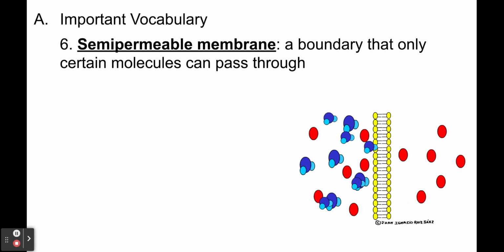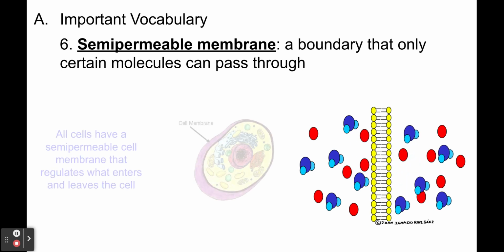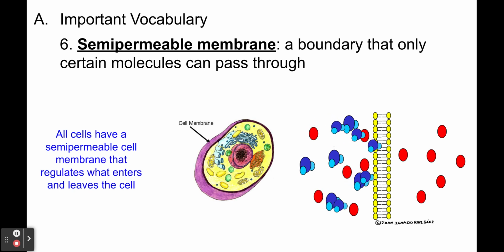Term 6, a semi-permeable membrane. This is a boundary that only certain molecules can pass through. And there's one really common example of a semi-permeable membrane that we're going to be referring to for the rest of the lesson, and that is the cell membrane. All of your cells, all plant cells, all bacteria cells, all fungi cells have a semi-permeable membrane around them that regulates what enters and leaves the cell.